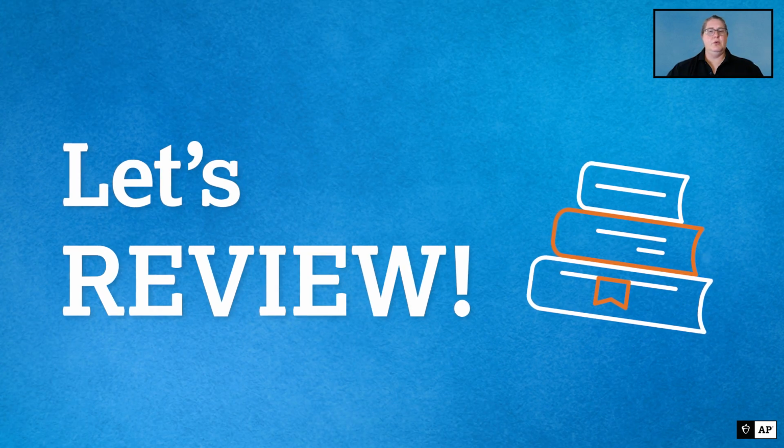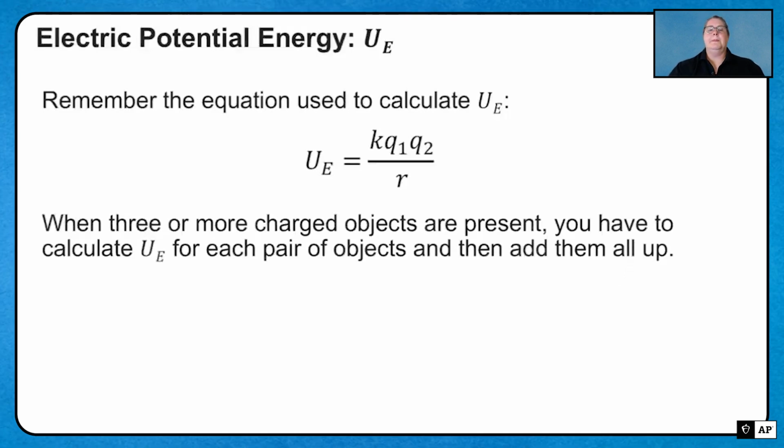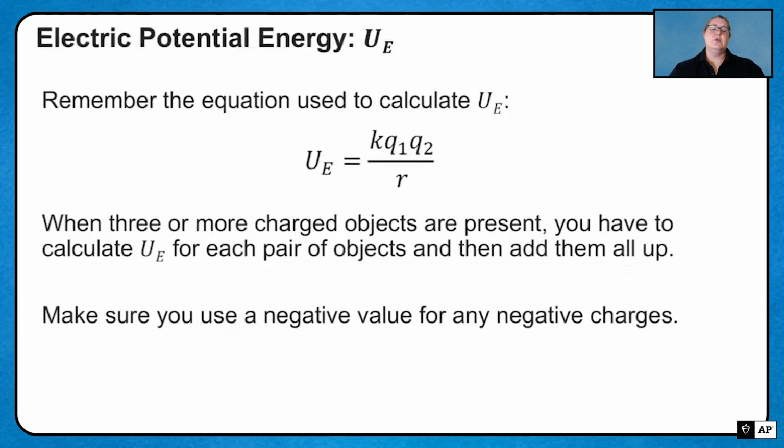So let's review. Electric potential energy, remember, capital U sub E, is equal to K Q1 Q2 divided by R. And when three or more charged objects are present, you have to calculate the potential energy for each pair of objects and then add them all up, making sure that you use a negative value for any negative charges.